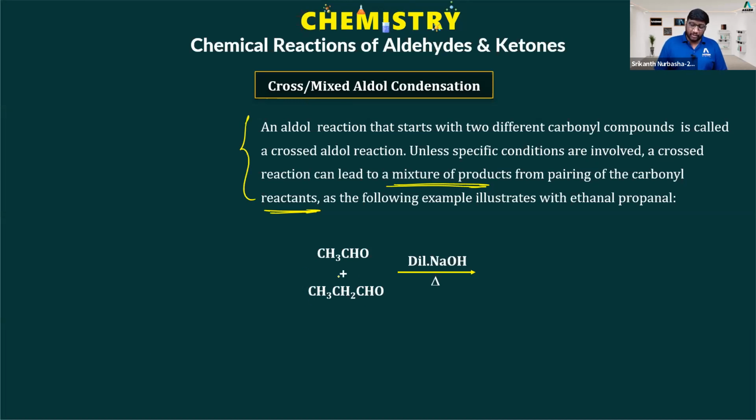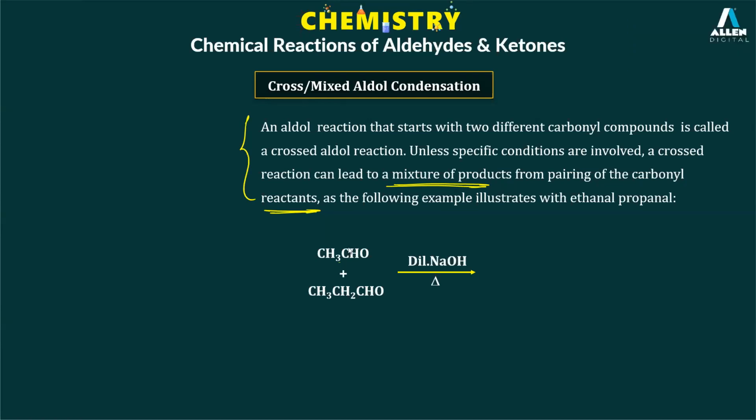In this example, what type of compounds can you get? CH3CHO plus CH3CH2CHO, dilute NaOH, upon heating. I can say the enolate is formed from CH3CHO, and the CH3CHO itself acts as a nucleophile, and itself acts as a carbonyl compound which is undergoing nucleophilic addition. So with respect to CH3CHO only we can get one product. With respect to CH3CH2CHO only we can get one product. And the enolate from CH3CHO attacking CH3CH2CHO, and the enolate from CH3CH2CHO attacking CH3CHO. How many products can you get?